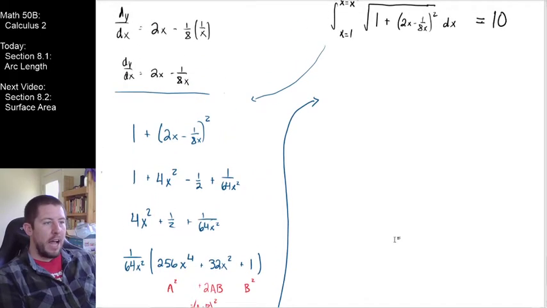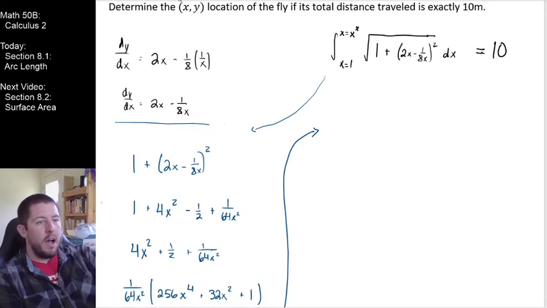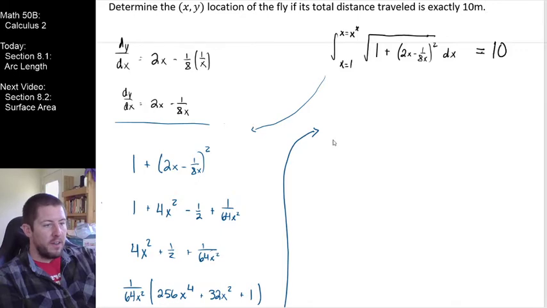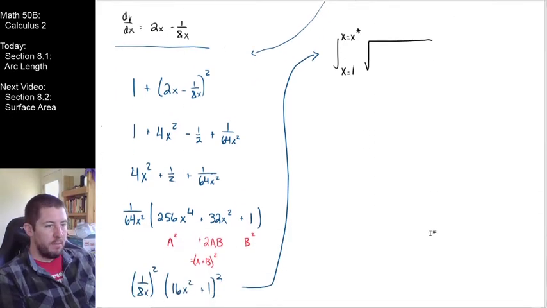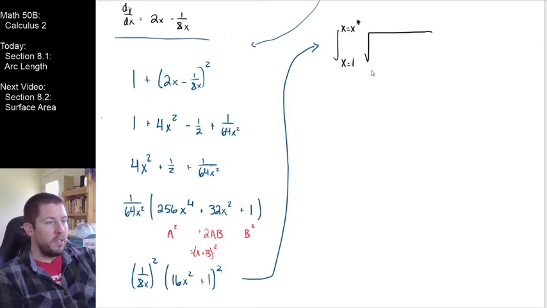We're done with our algebraic foray here. So let's go ahead and return to our integral. This is going to be from x equals 1 to x equals x star, the special x location, of the square root of, and what did we just come up with down here? The square root of 1 over 8x squared, 16x squared plus 1 squared dx.